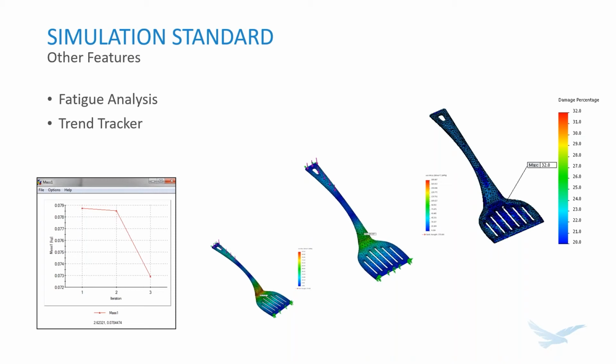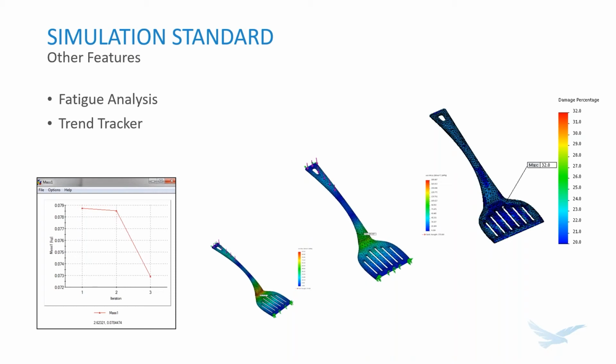You also get access to Trend Tracker, which is a tool that allows you to track different parameters as you iterate in a simulation. For example, in this case, we have the mass of the assembly as we have iterated through the assemblies and modified the design and changed the different parameters associated with it, and run simulations. So that's another really useful tool you get with Simulation Standard.